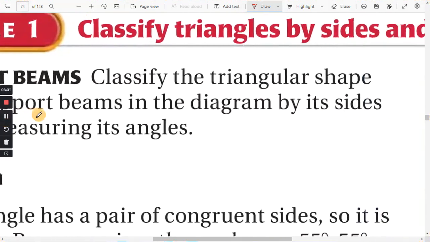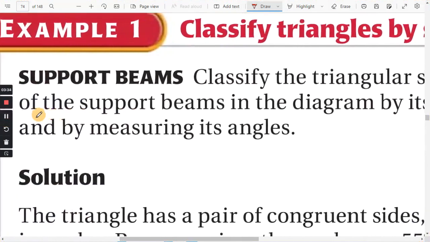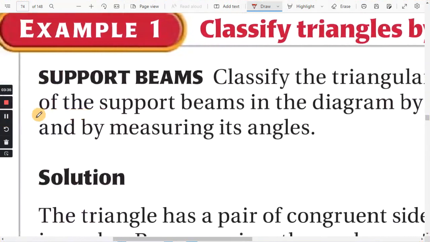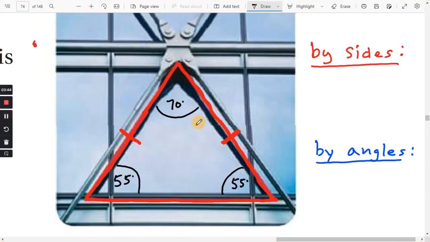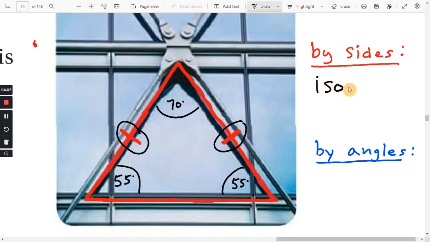Example 1, classify the triangular shape of the support beams in the diagram by its sides and by measuring its angles. All right, so here's our triangle. See if you can classify it by its sides and then classify it by angles. Okay, so if we classify it by sides, we can see the 2 tick marks right there and right there. Okay, there's nothing on the third side, so at least 2 sides congruent is considered isosceles.